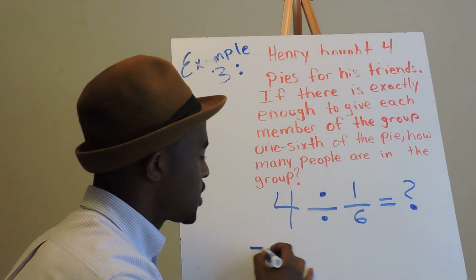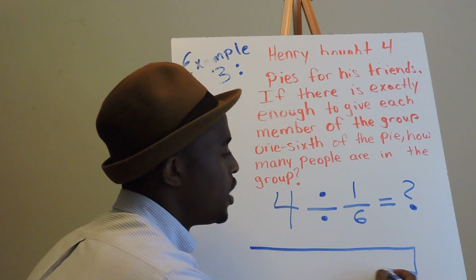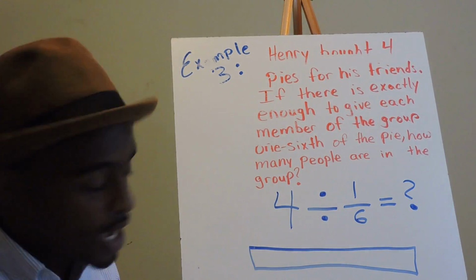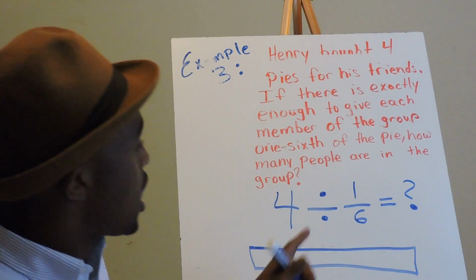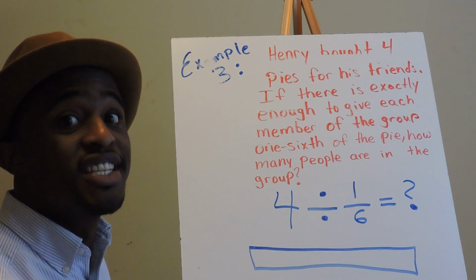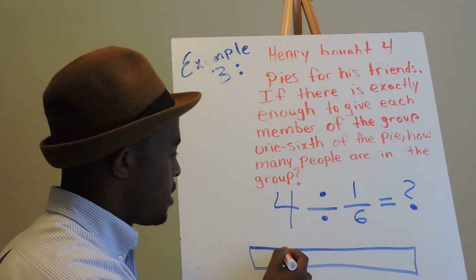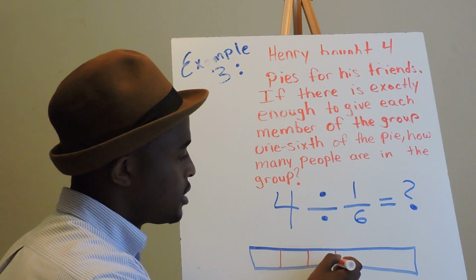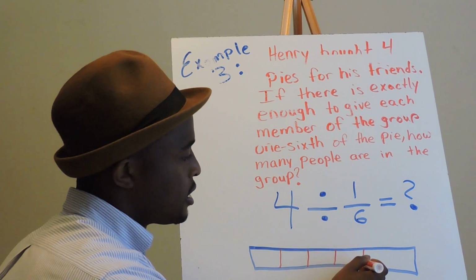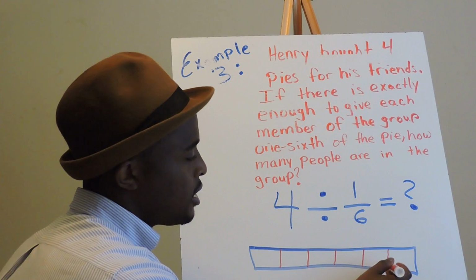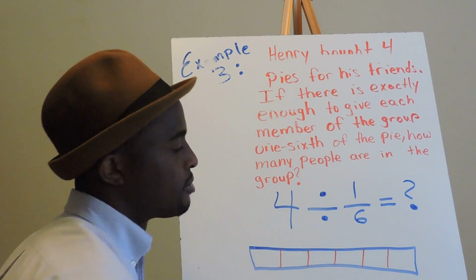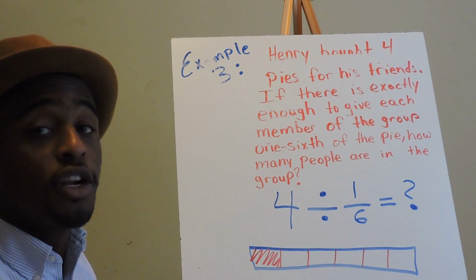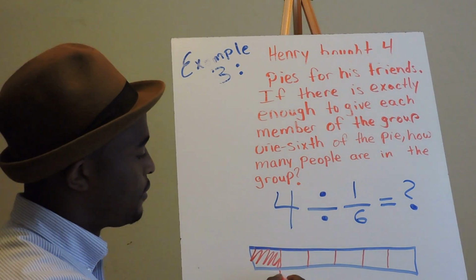Again, just like we were doing in examples 1 and 2, I just make a fraction bar. This time, I'm going to divide it into 6. So that's 1/6, 2/6, 3/6, 4/6, 5/6, and then 6/6 makes 1 whole. And I'll just shade in one of those 6 and we label it 4.